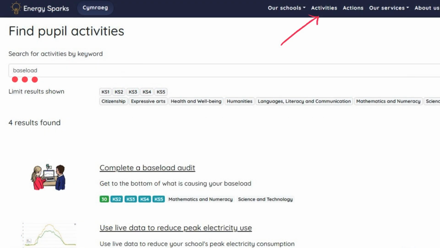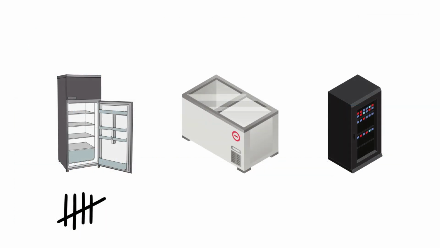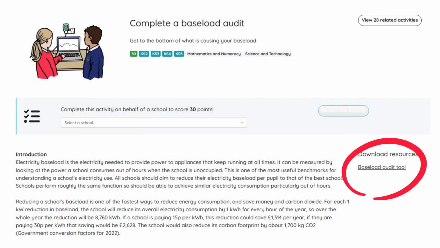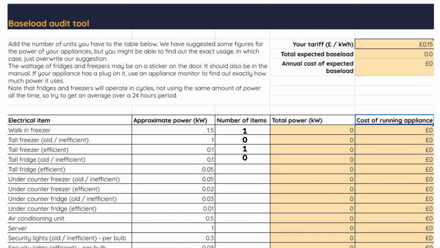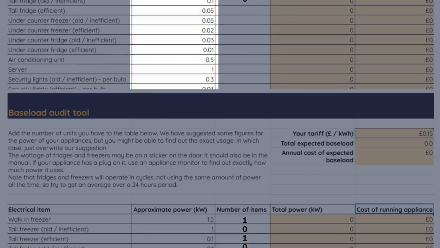If your baseload is high, you could try doing our baseload audit activity. Start by making a note of all the things that should be left on at all times, for example fridges, freezers, servers. Record these on our baseload audit tool. We've suggested some approximate energy consumption for a number of pieces of equipment, but you can overwrite them or add more if you know how much power your appliances use.